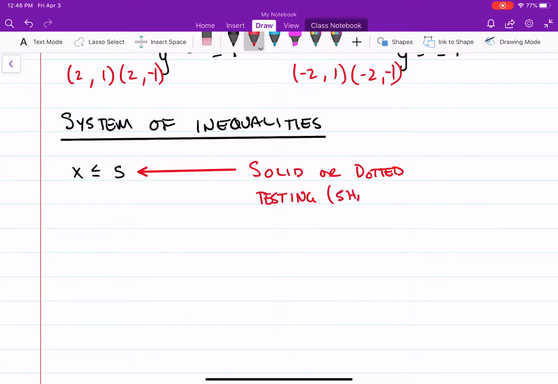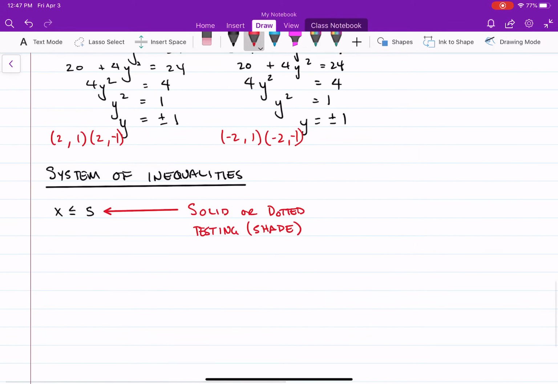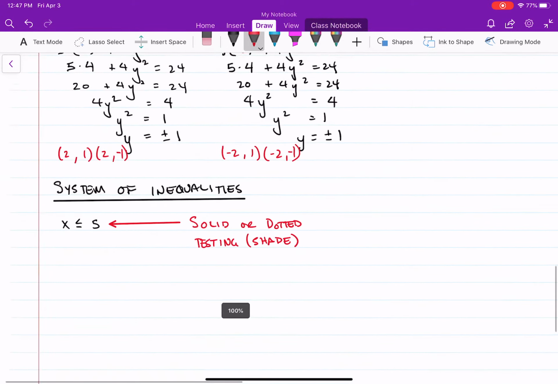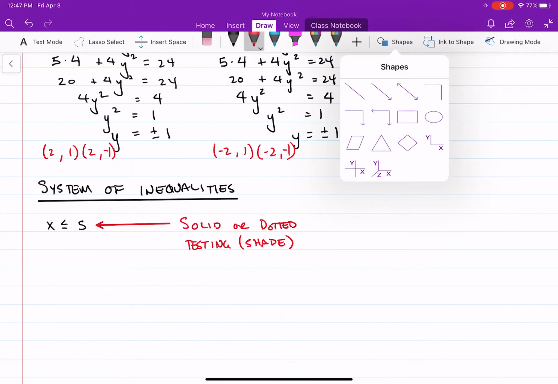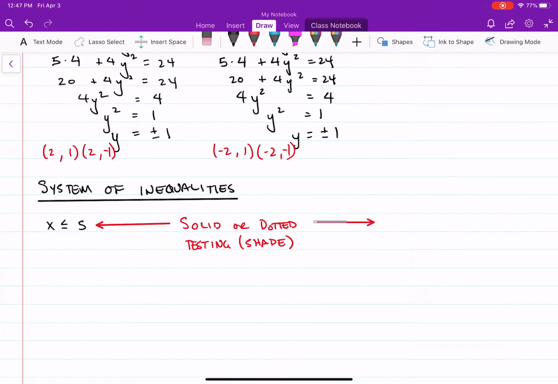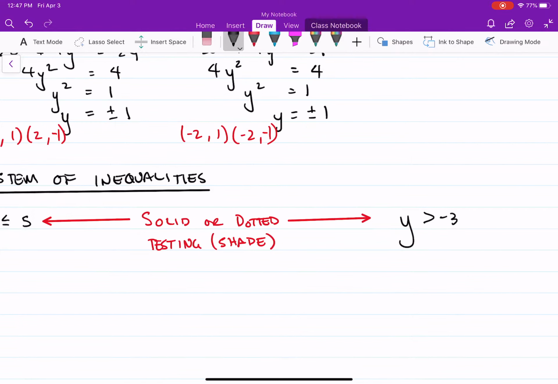And it's to help me find where I might shade, where all my answers are. So then you go, well, what would the equation look like if it was dotted? I'm going to do the same thing. That would work too. And that would be if, let's say, the equation is y is greater than -3. If that's the case, then that would be dotted.